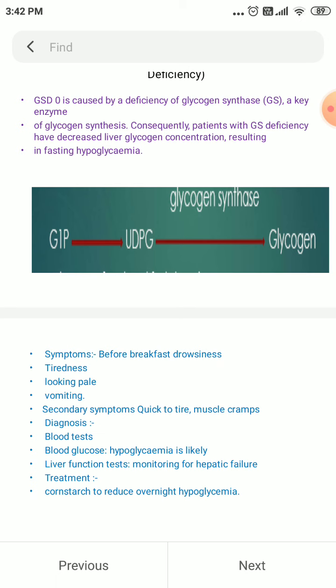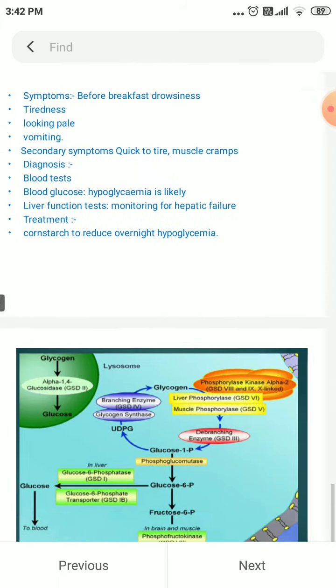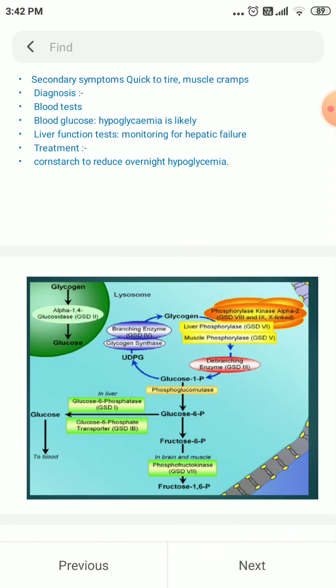For diagnosis, blood tests of this patient show that a hypoglycemia condition is likely to be present, and liver function tests can also be done in order to monitor hepatic failure. The treatment is that we can give cornstarch in order to reduce the overnight hypoglycemia. After the long overnight fast, that is after 8 hours of fasting, there will be very little glucose in the blood, so you have to give cornstarch treatment to reduce this overnight fasting hypoglycemia in this patient.